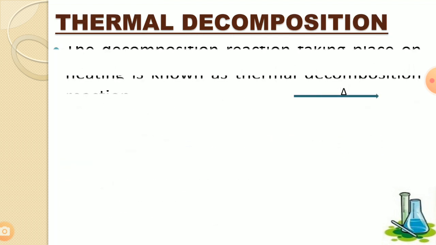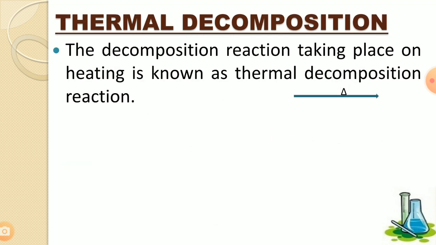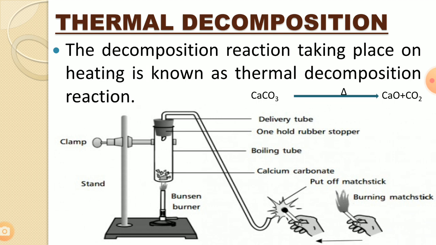Thermal decomposition: the decomposition reaction taking place on heating is known as thermal decomposition reaction. One example is shown here. When calcium carbonate is heated, calcium oxide plus carbon dioxide is formed, which is shown in the figure also. When calcium carbonate is heated, CO2 is formed, and a burning matchstick brought near the mouth of the delivery tube is put off because carbon dioxide is not a supporter of combustion.